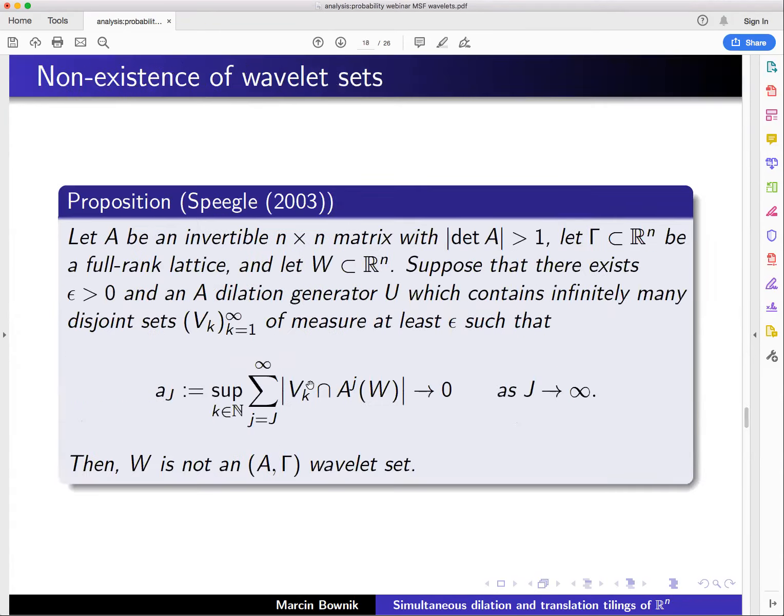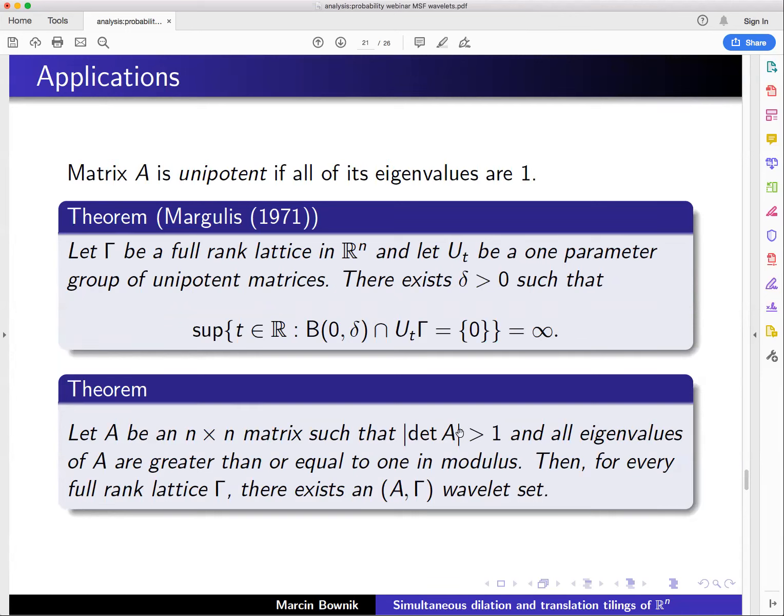So this is just a generalization, I went a bit too far. This is a generalization of a result of Dai, Larson, and Speegle. By a tiny bit, we allow your eigenvalues to be equal to 1, and you are okay. Your wavelet set exists. But the proof is not trivial. What is also true about this result? This result is actually optimal. It classifies all dilations for which you have a wavelet set for every full rank lattice.